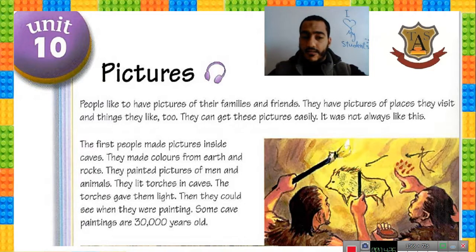They lit torches in caves. The torches gave them light. This is the kind of torch, a very old torch. Then they could see when they were painting because of the torch. They lit the torch because they wanted to see and paint. Some cave paintings are 30,000 years old, very old.